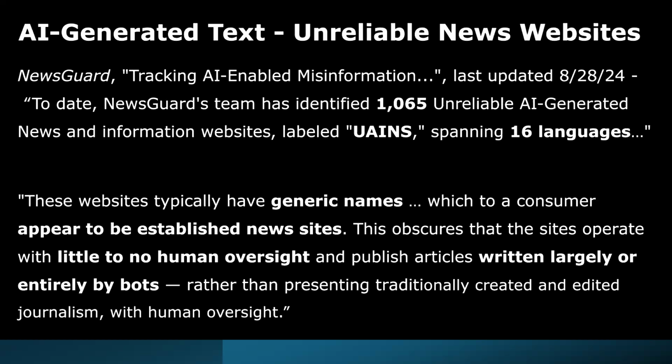Just so you know, I had to revise this entry several times while working on this presentation, as NewsGuard updated this page on a regular basis, and the number of AI-generated news sites kept going up by hundreds of sites at a time.